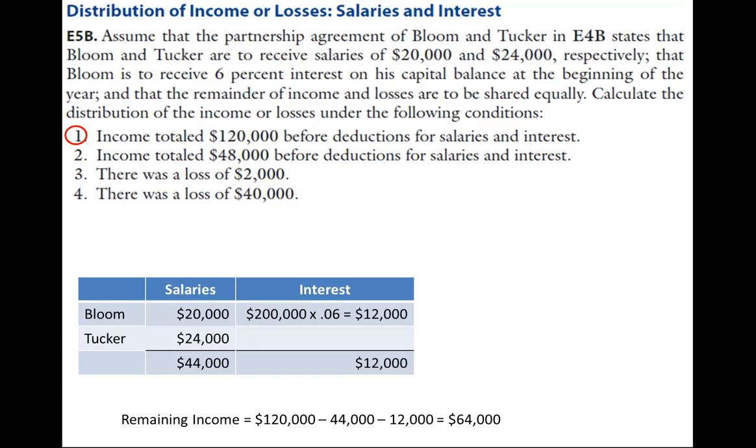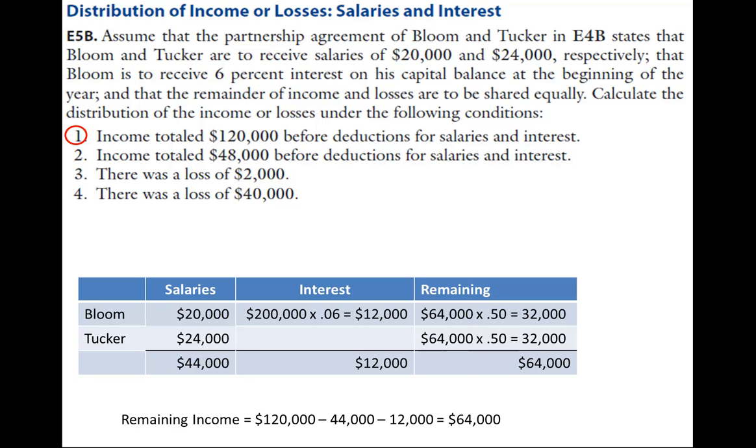So the remaining income is $64,000: $120,000 minus the $44,000 minus the $12,000 that have been distributed for salaries and interest. So the remaining is then split 50-50. So the remaining $64,000 of income, $32,000 will go to Bloom and $32,000 will go to Tucker. So once we have distributed based on salaries, interest, and then splitting the remaining equally, Bloom will receive $64,000 of the net income and Tucker will receive $56,000, which is our total of $120,000.